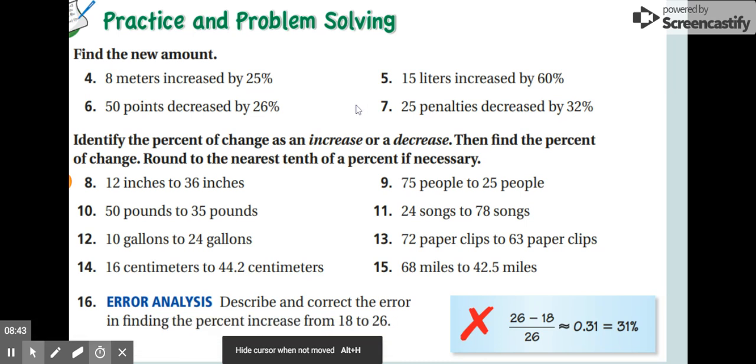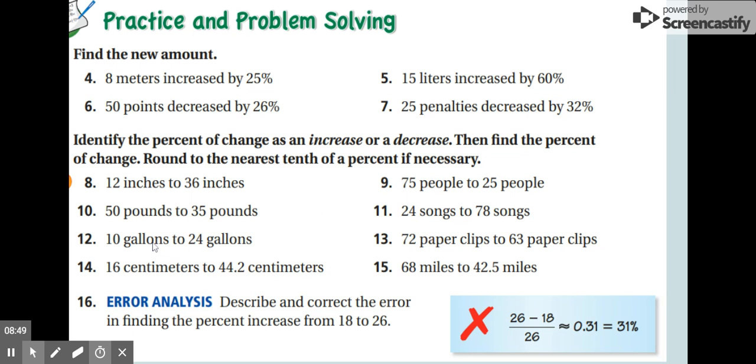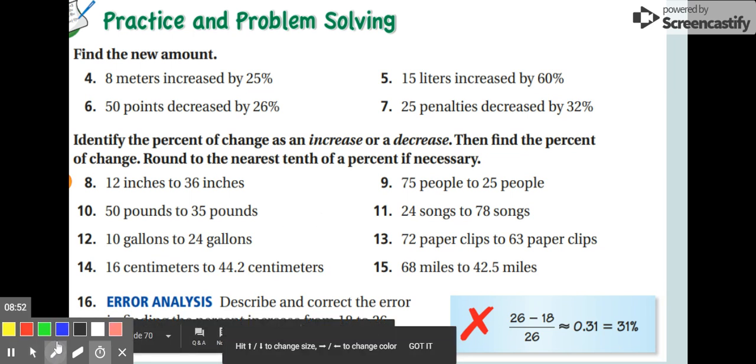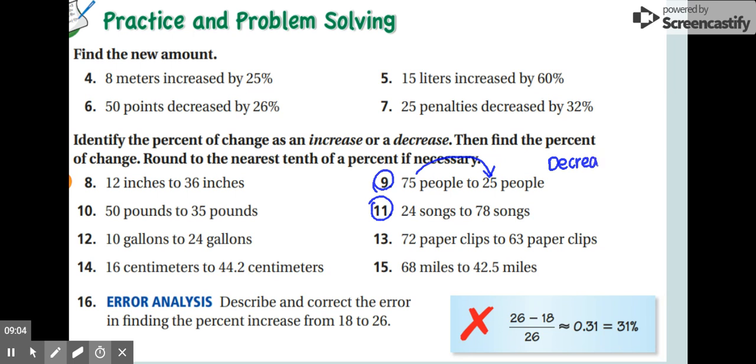I want to go over some of the questions. I'm going to go over 9 and 11. Okay, so let's look at 9. So 75 people to 25 people. 75 to 25. Is it increase or decrease? It is decrease. So this is original and this is new. And based on the definition, we are going to find percent of decrease for percent of change. You're going to put change on the top, and you're going to put the original, not the new value.